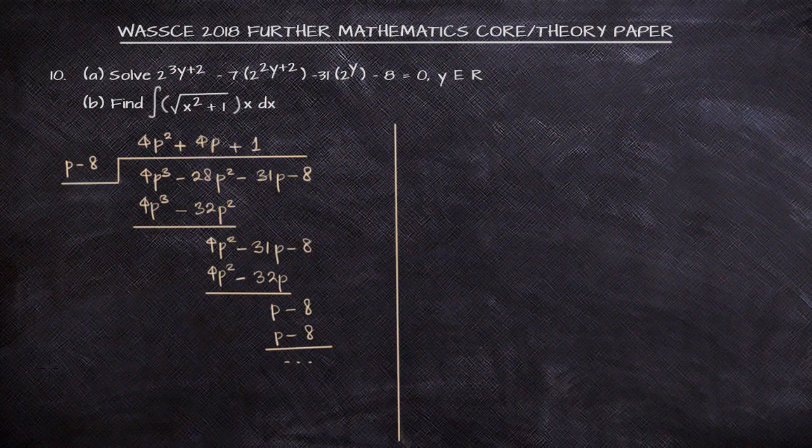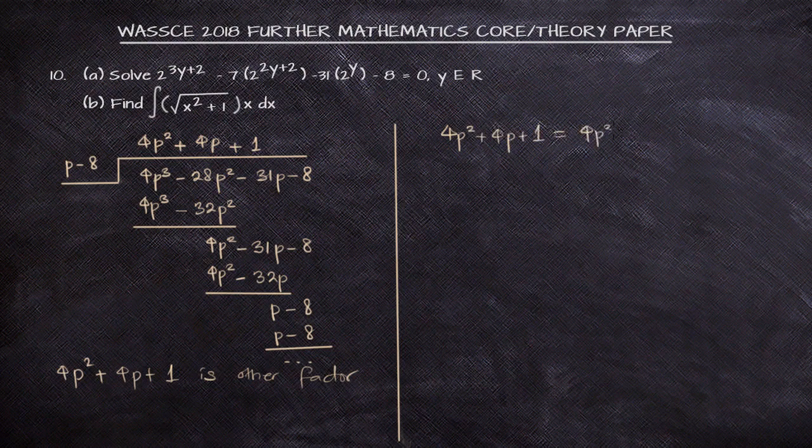So we can conclude and say that we have 4p squared plus 4p plus 1 actually constitutes the other factors of the polynomial. So this is the other factor, and we can still go ahead to factorize this so that we get the set of factors particularly and not just a quadratic equation.